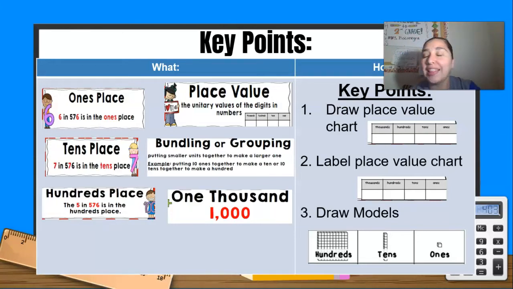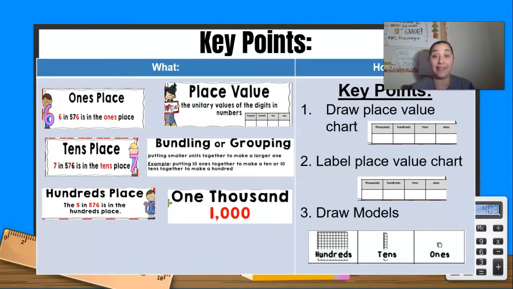1,000, boys and girls. This next word is super important in this module, and you're going to hear it a lot from here until the end of 2nd grade. The word is bundling or grouping. And what does bundling mean? Well, bundling means that you put small units together to make a larger one. Let me give you an example. I have 10 ones together. If I put 10 ones together, I bundle them and they make 1 ten.